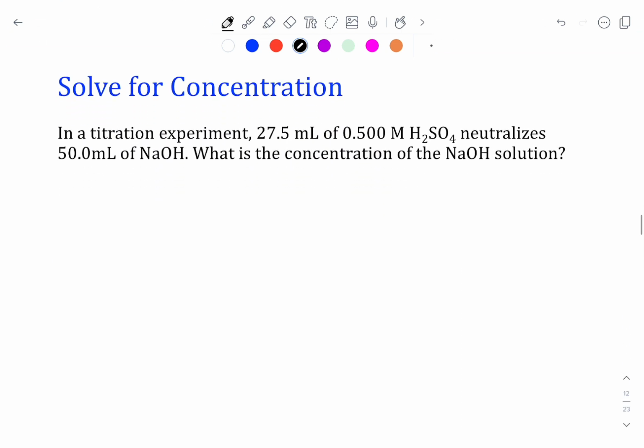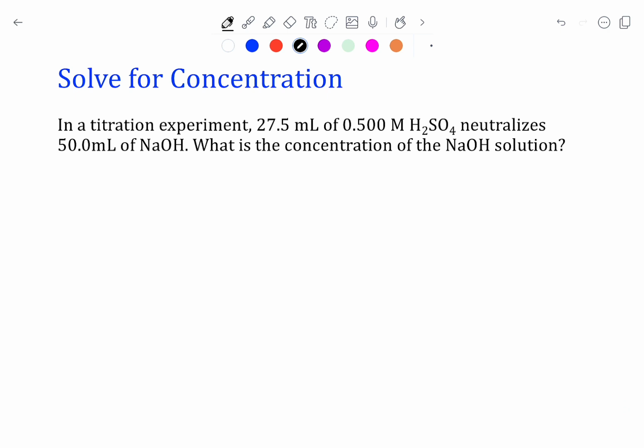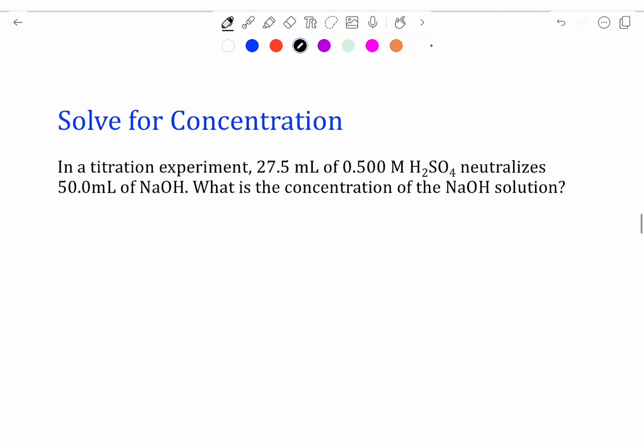So let's look at these two types of examples. The first one is going to be solving for concentration. Now this is one that I believe most students are more familiar with because it is what we covered in General Chemistry 1, where you have to start with your volume of your titrant. We use that to convert to moles of titrant. We then use that to find moles of analyte, and then we can then find our concentration of our analyte.